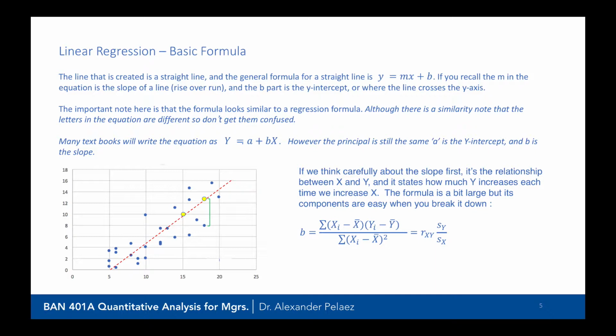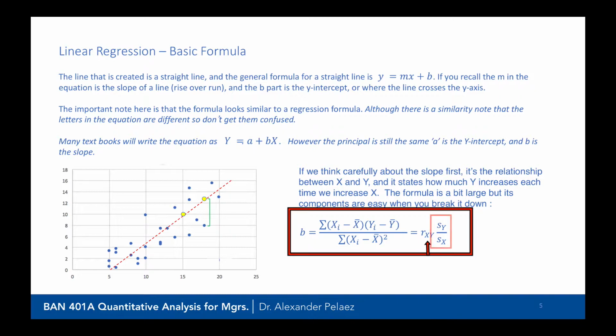And the formula is a bit large, but the components can be broken down a little bit to something resembling our correlation. So if you see here on the bottom, b is actually equal to the correlation between x and y multiplied by the standard deviation of y divided by the standard deviation of x.